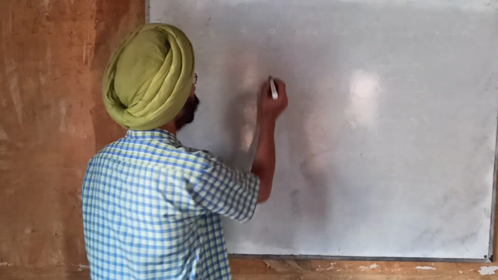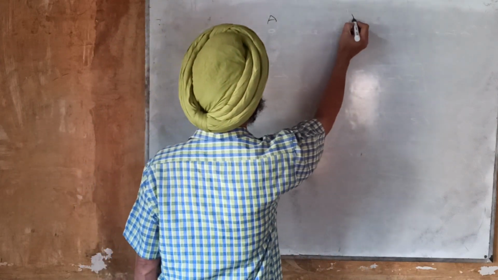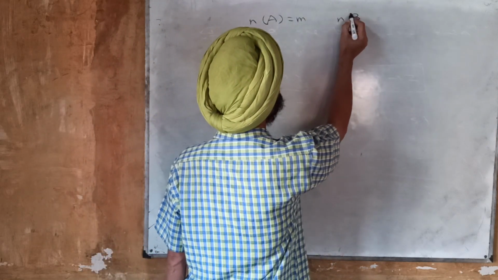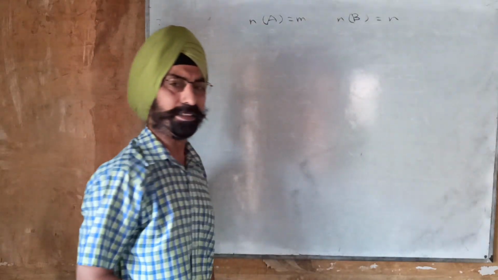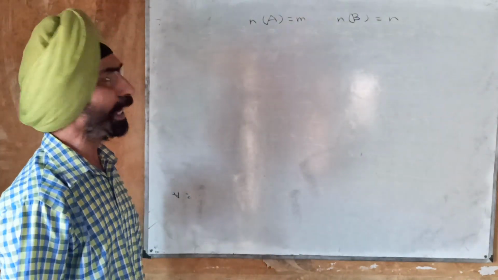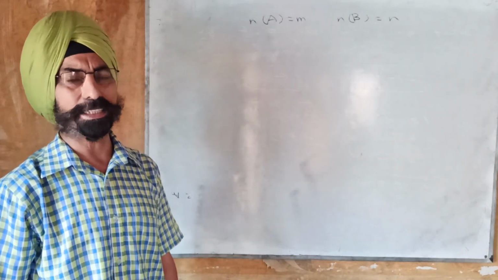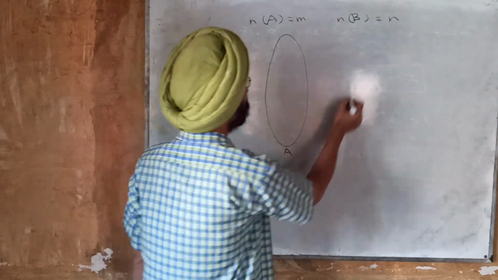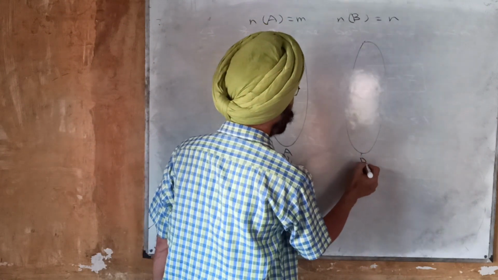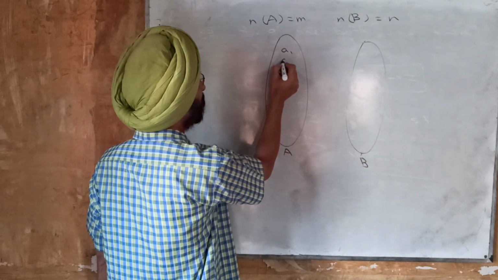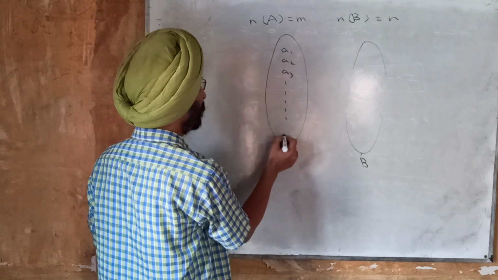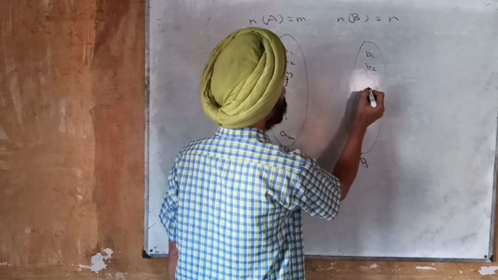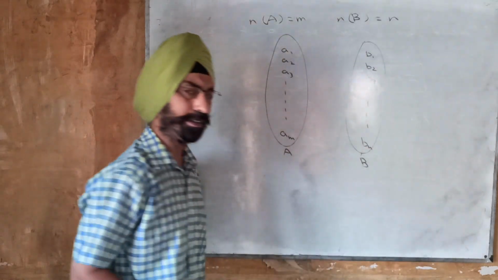So suppose you are having two sets, A and B. Number of elements in A is m, and number of elements in B is n. Suppose this is the case. Now, how many functions will be there from A to B? This is your A, this is your B. Here you are having elements A1, A2, A3 and so on, Am. Here you are having elements B1, B2, B3 and so on, Bn.